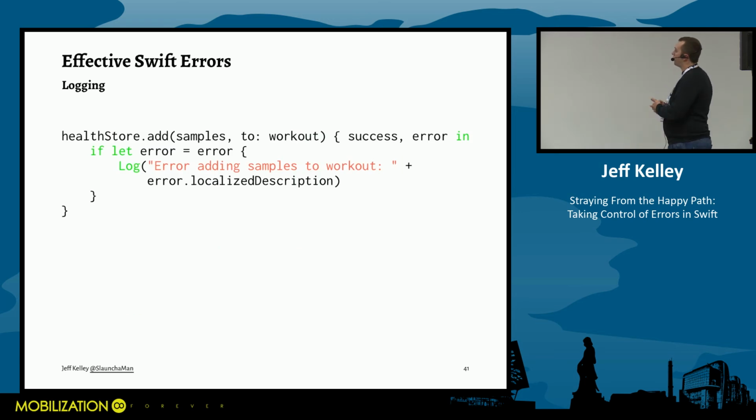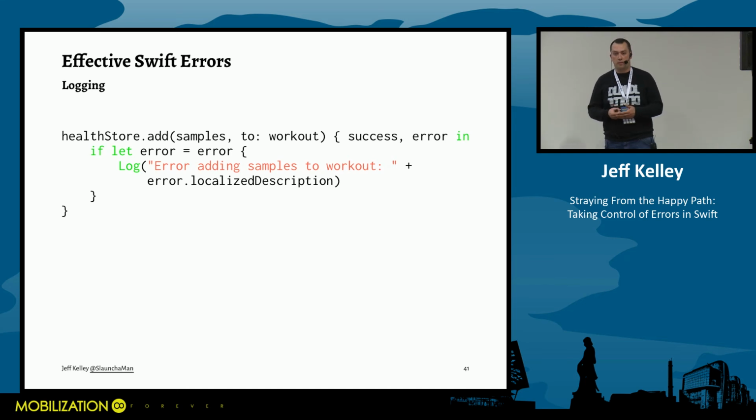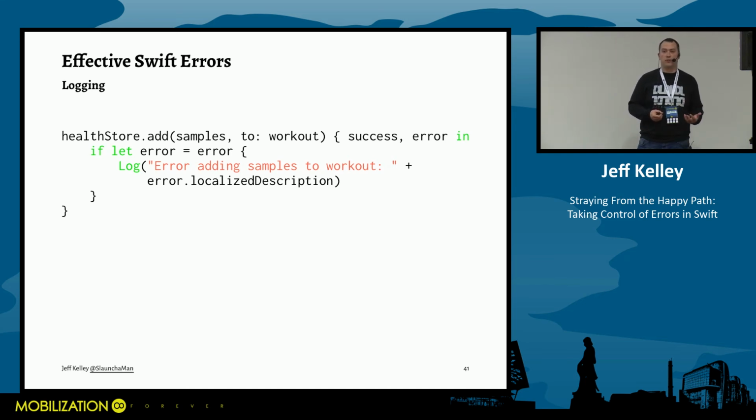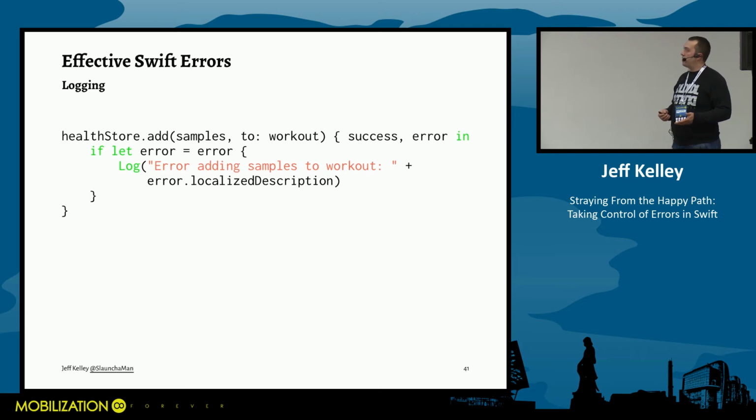It's useful for logging, too. So here's some sample code from a side project I'm writing where I'm adding samples of workout data to a workout. And every time you add these, just like many APIs, you get some success or error back. And what should you do if you fail adding like 3 out of 10 samples to a workout? I don't know. But I do know that I want to log that.